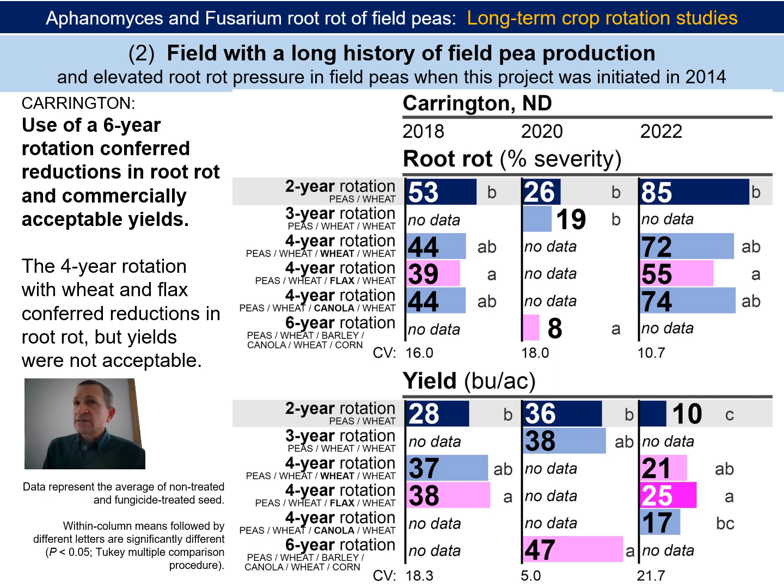We conducted the study in Carrington on a field that had a long history of pea and lentil production and had an established problem with Aphanomyces and Fusarium root rot. What you can see from the data presented here is that we only achieved commercially acceptable yields with field peas with a 6-year rotation. The 4-year rotation certainly helped versus a 2-year rotation, but the yields were marginal.